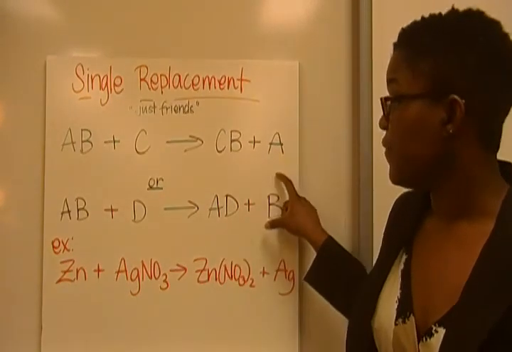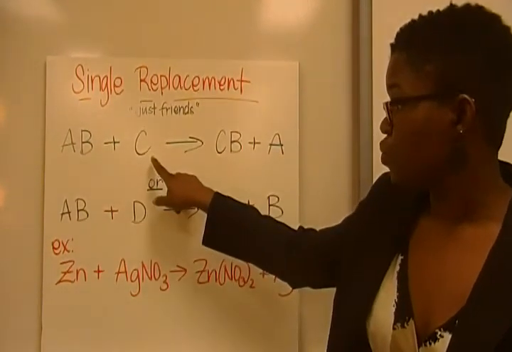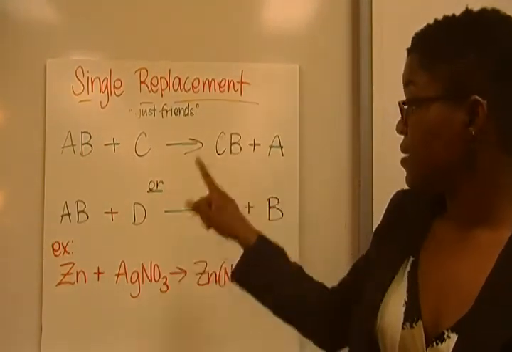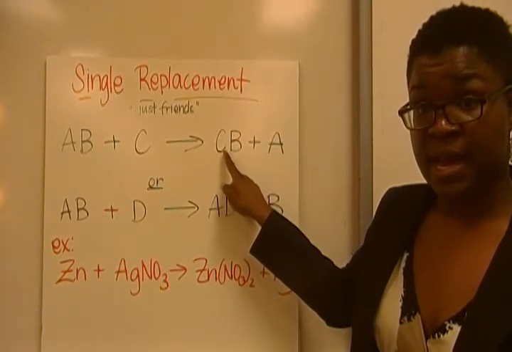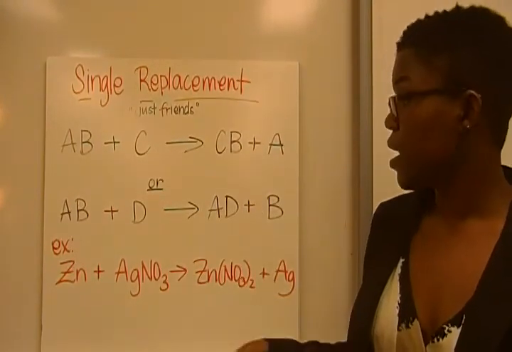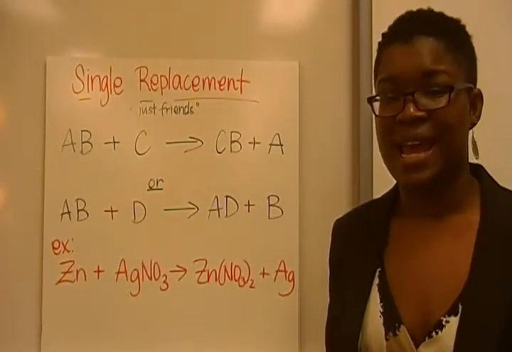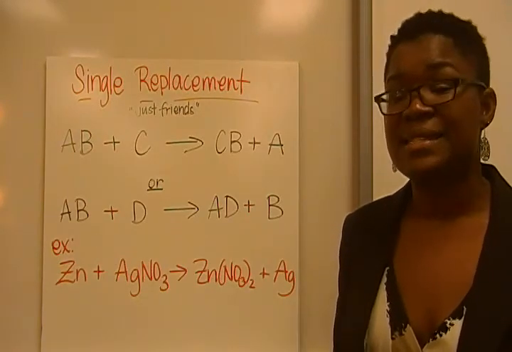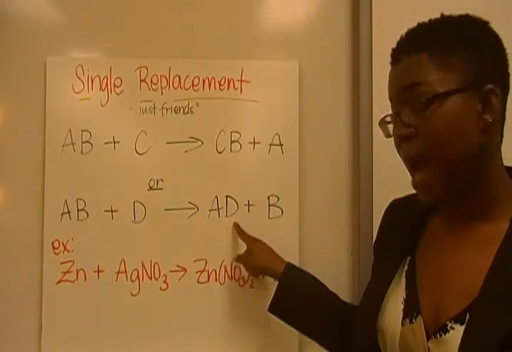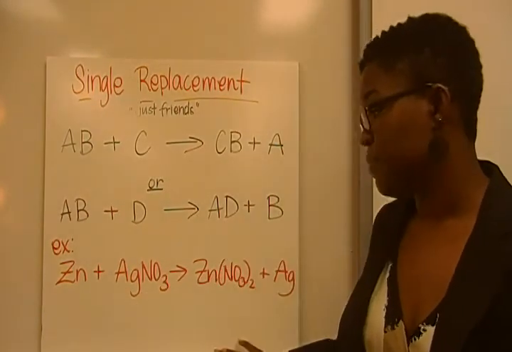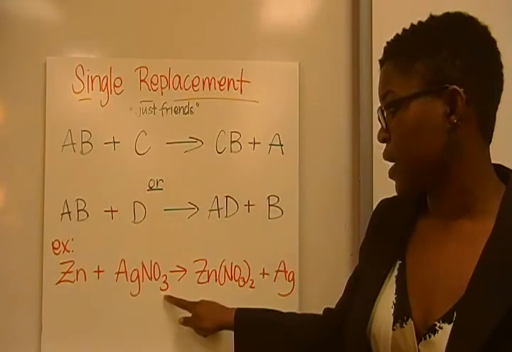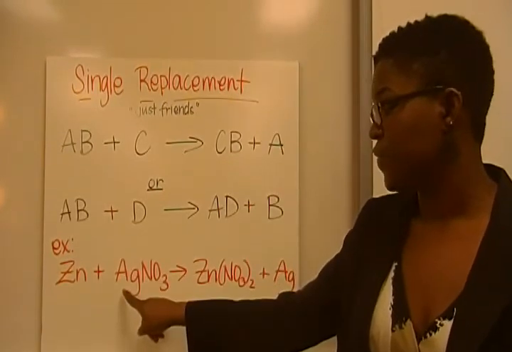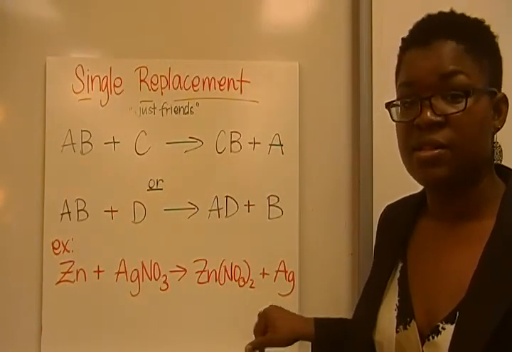Same thing here, you have a compound and an element, and on the other side, you have a compound and an element. The difference between these 2 is in the first one, the C was a metal, and it replaced the spot where the A was, and the A is free now. In the second one, the D is a non-metal, so something like fluorine, bromine, iodine, chlorine, and it is now replacing a non-metal, so it's in the back end position. A good example of this is zinc plus silver nitrate gives us zinc nitrate plus silver. The zinc substituted the silver, and on the other side, now the silver is by itself.